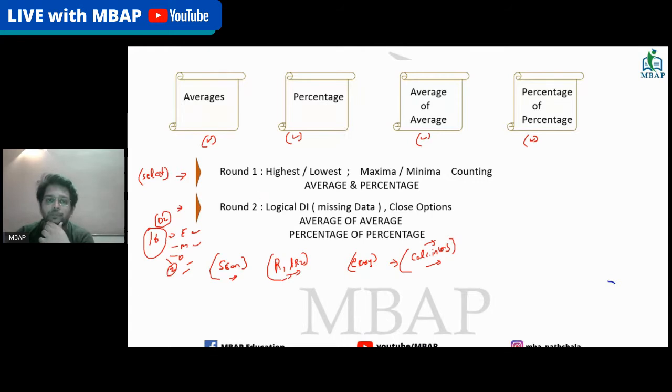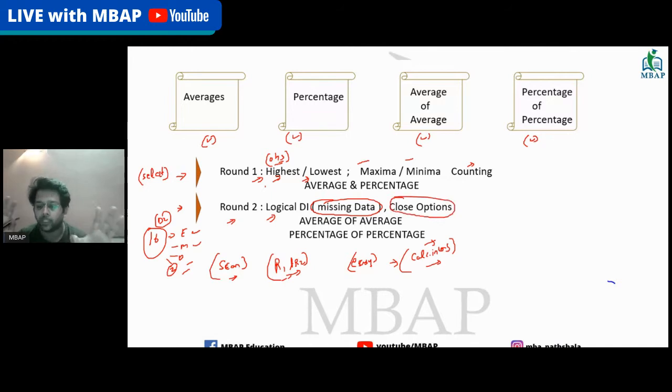How do you select the question? One is the observation based question, where you will see questions of finding the highest or the lowest value, the maximum, minimum, or content-based questions. These can be selected in round one. Round two questions are slightly more difficult and challenging than round one, and include logical DI caselets. This includes caselets where you will see missing data figures, which means some data will be available, some data will not be available with you, and the options could be very close.